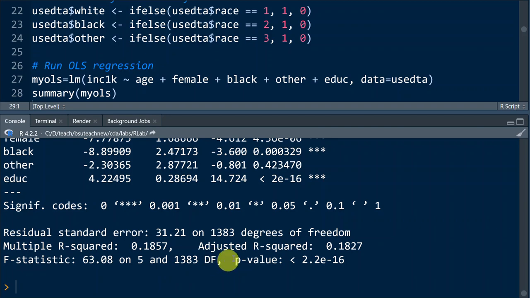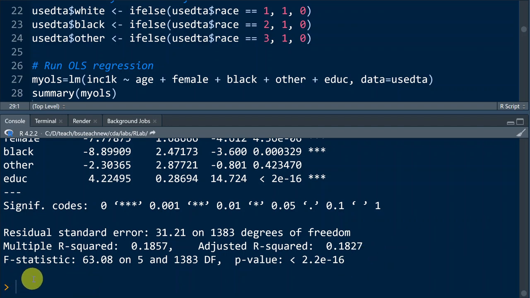And then we also have adjusted R square. That is R square taking into account the model complexity, that is, the number of parameters. That number turns out to be 0.1827, slightly smaller than the R square here. So adjusted R square is smaller than R square by taking into account the model parameters. The interpretation is almost identical.